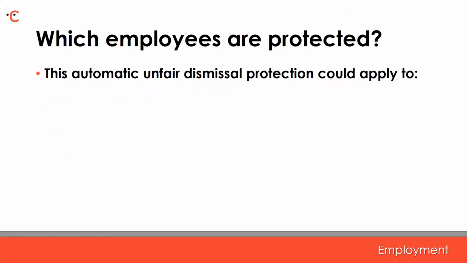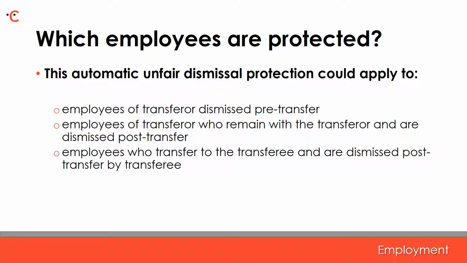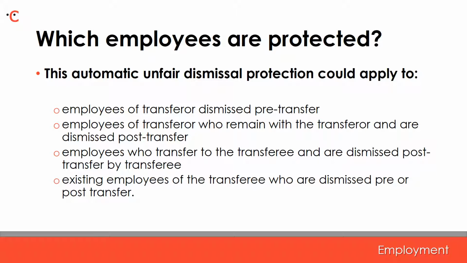Which employees are protected? The automatic unfair dismissal protection could apply to employees of the transferor who were dismissed before the transfer, whether or not they were employed in the business or services being transferred over. Employees of the transferor who remain behind with the transferor and are dismissed after the transfer. Employees who transfer to the transferee and are dismissed after the transfer by the transferee. And existing employees of the transferee who are dismissed before or after the transfer.